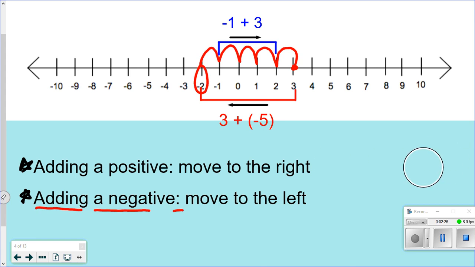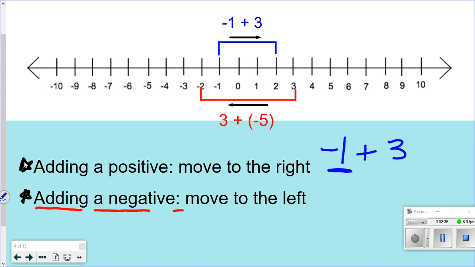Okay, let's try another one. So then I have -1 plus 3. The first thing I'm going to do is find -1 on my number line, and I'm going to plot the point. And then if I'm adding 3, and it's a positive 3, I know that adding a positive is moving to the right. So I'm going to start at -1, and I'm going to go to the right 3 spaces. 1, 2, 3. Wherever I end up, that's my answer.